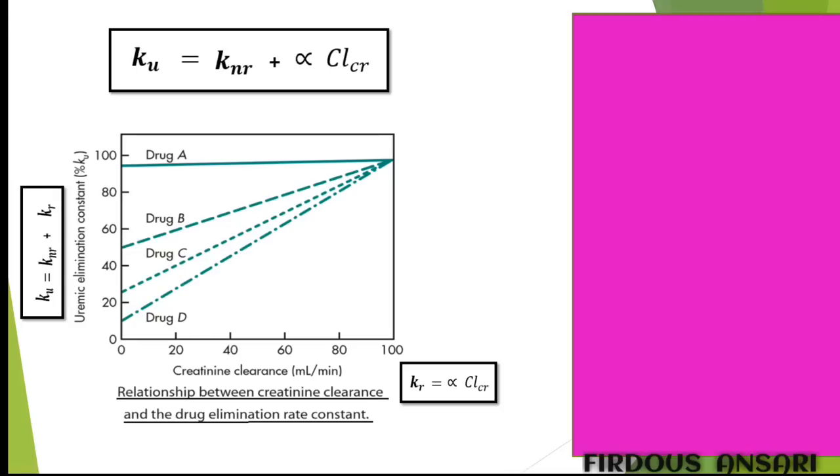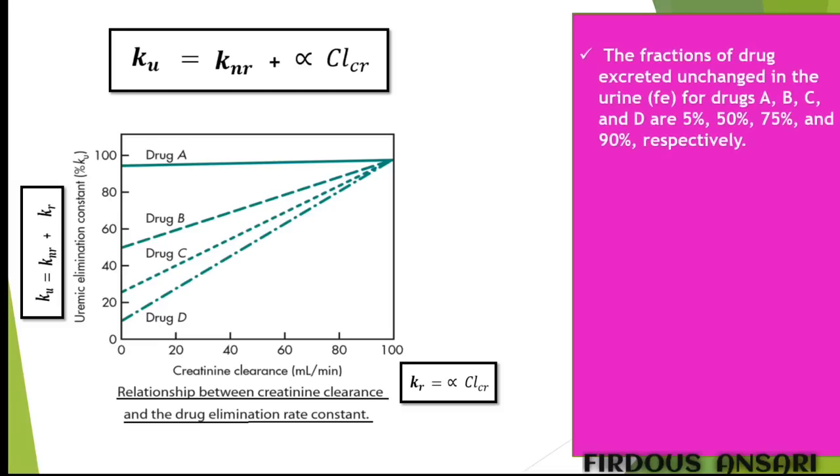Next, apart from this, you can see drug A, drug B, drug C and drug D. Four different drugs, each with different renal excretion rate constant. Now you can check out a pink box. The first point is the fraction of drug excreted unchanged in urine, that is Fe. For drug A, B, C and D, it is 5%, 50%, 75%, 90% respectively.